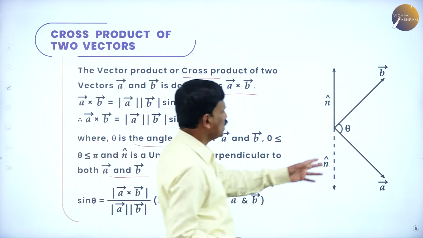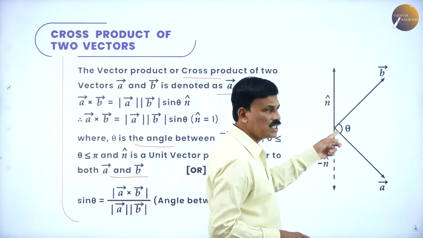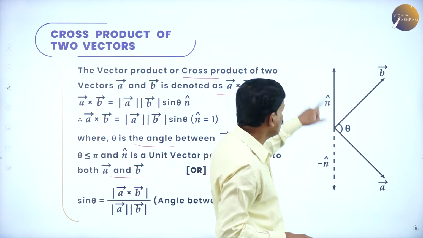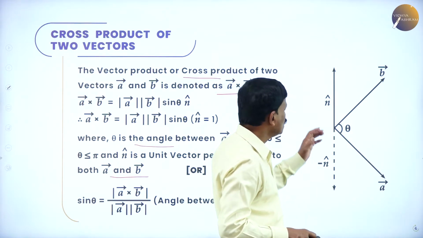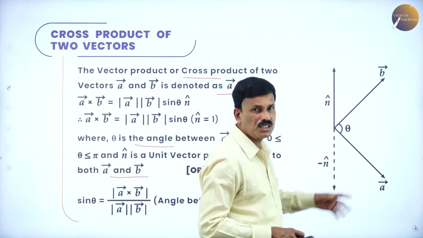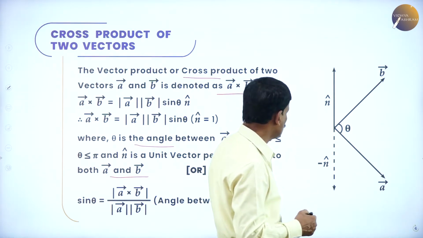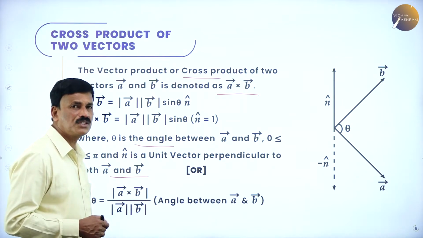See here, if A and B are any two vectors, this is vector A and vector B. If theta is the angle between the two vectors, then n cap is a unit vector along this direction, and minus n cap is a unit vector along the negative direction. So, the sine of the angle between the vectors, sine theta, is equal to length of vector A cross B divided by length of A into length of B.